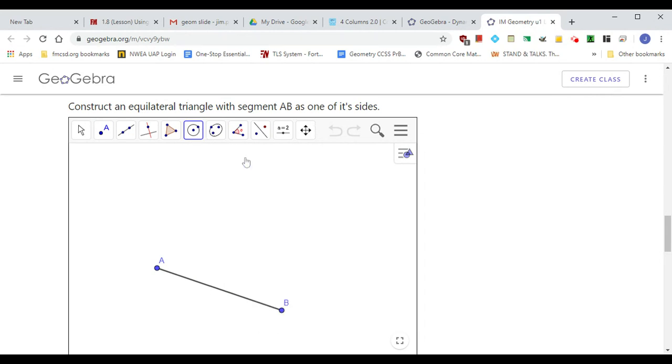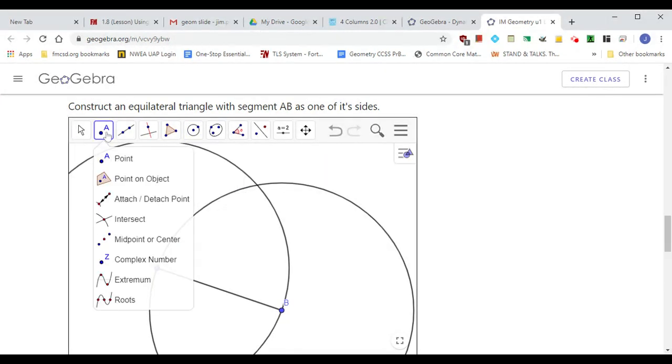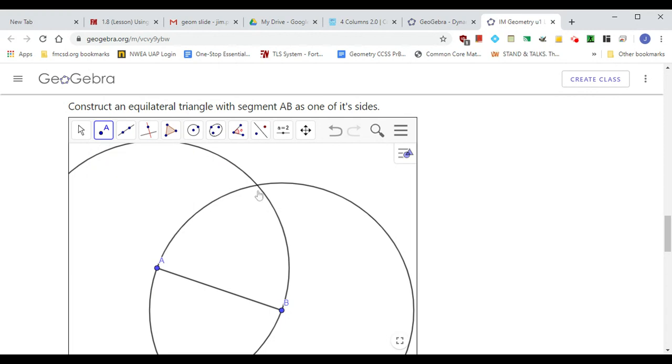This time we're going to go center through a point. So I'm going to draw the circle A that goes through B. So we just click straight to B. Circle at B that goes to A. Again, you click right on the A, and where those two intersect is my third point of my triangle. That's going to be the same distance.